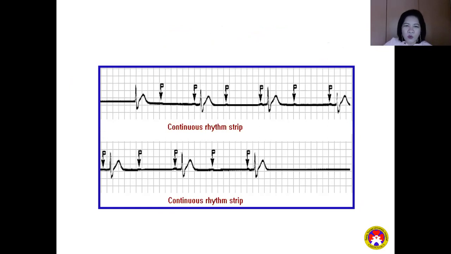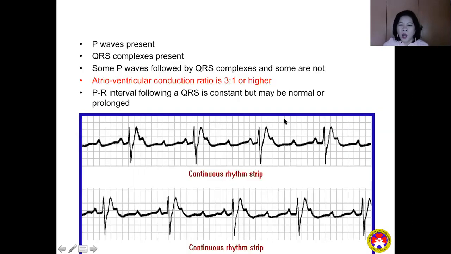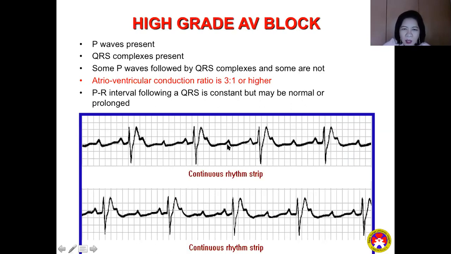Now, here we see two P's for every QRS complex. Again, we know that this is a second degree AV block because we see a P without the QRS complex. But there are two P's for every one that is conducted. So this is a 2:1 AV block. If you see at least three P's for every QRST complex, then this is considered a high-grade AV block already.